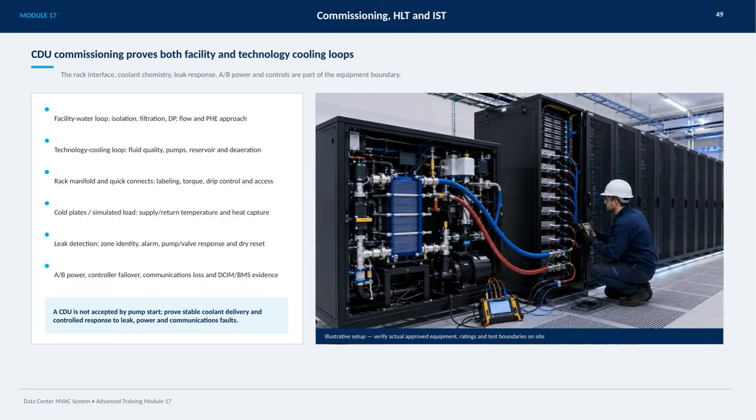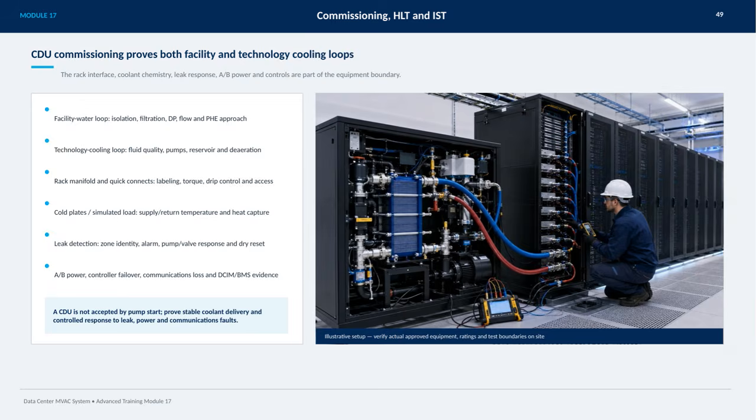The key point here is that the rack interface, coolant chemistry, leak response, AAB power, and controls all fall within the equipment boundary, ensuring comprehensive coverage. Starting with the facility water loop, we need to check isolation, filtration, differential pressure, flow, and the plate heat exchanger approach to confirm everything operates correctly.